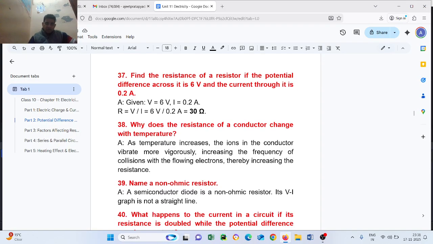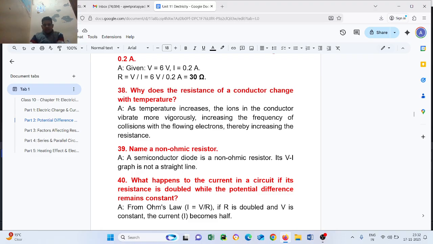Question number 38. Why does the resistance of a conductor change with temperature? As temperature increases, the ions in the conductor vibrate more vigorously, increasing the frequency of collision with the flowing electrons, thereby increasing the resistance. Name a non-ohmic resistor. A semiconductor diode is a non-ohmic resistor. Its VI graph is not a straight line.